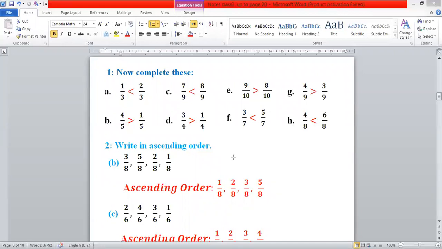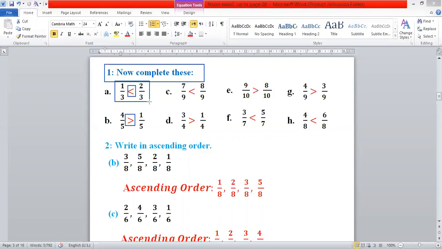Dear students, let us start question 1. Now complete these. Put the symbol less than or greater than. This symbol is called less than and this symbol is called greater than. So here in this set of fractions, we have two fractions, 1 over 3, 2 over 3.